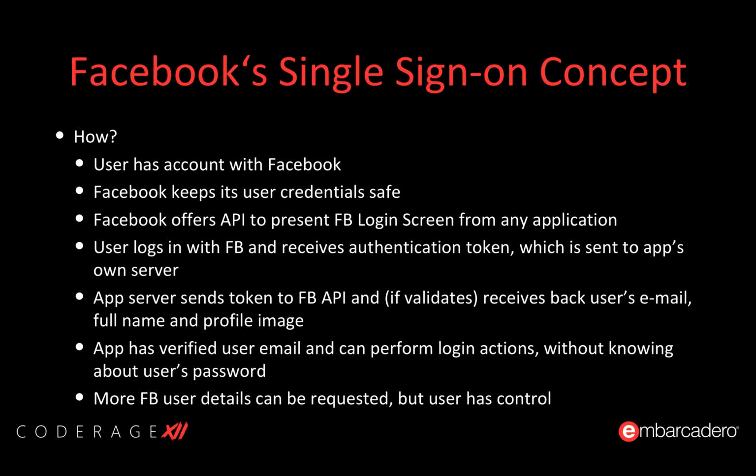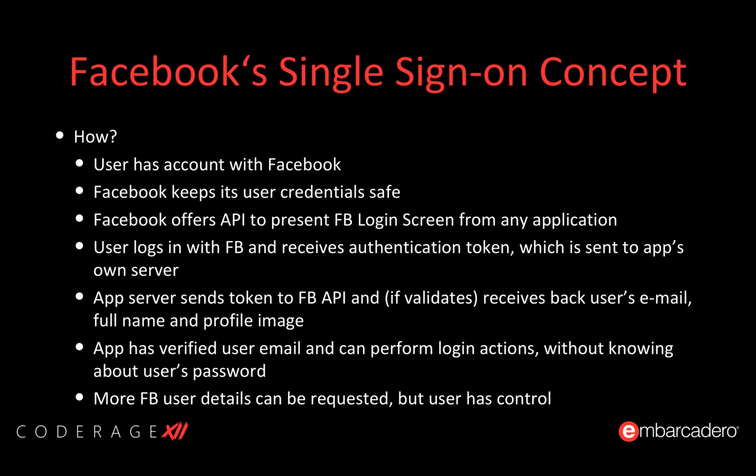In return, Facebook sends a token which basically contains information from Facebook that your user, the user that just logged in through that pop-up, is validated through Facebook. And this token, this code, is then sent to your application server. And your server sends that token back to Facebook. And if the code is still valid, it receives back user information such as email, full name, and the profile image. That's all.